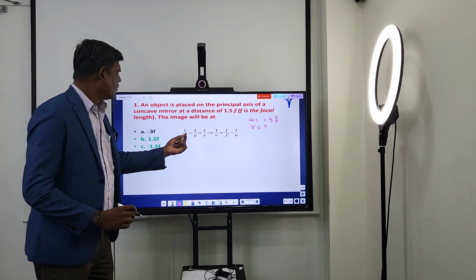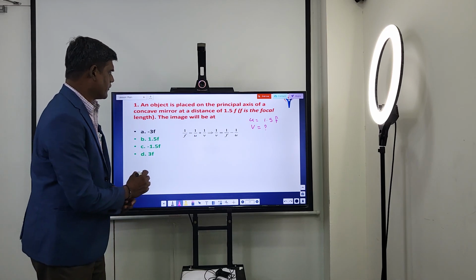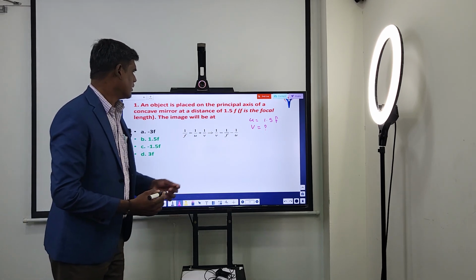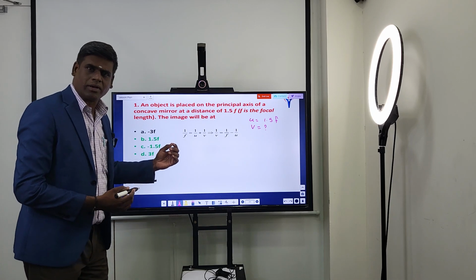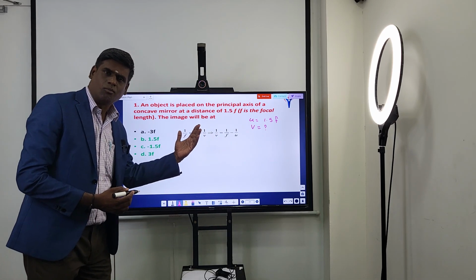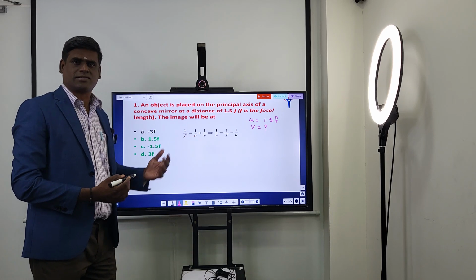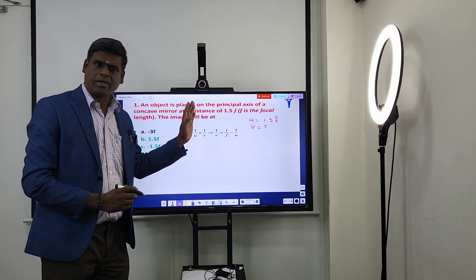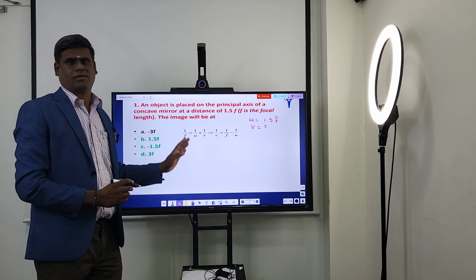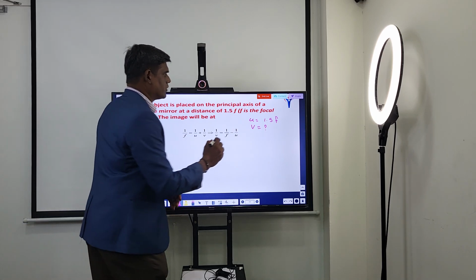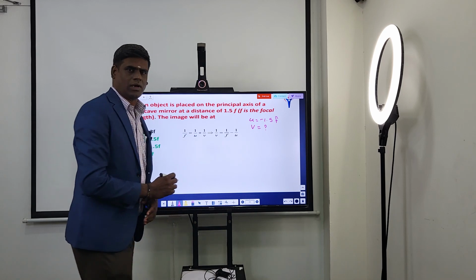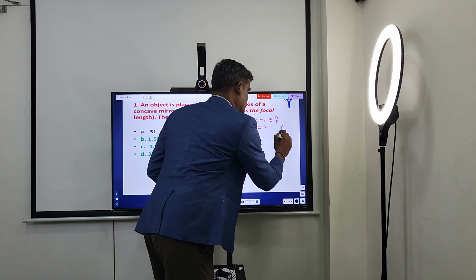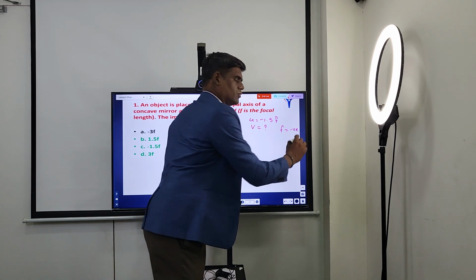So 1 by f equal to 1 by u plus 1 by v, then 1 by v equal to 1 by f minus 1 by u. For a concave mirror, the object as well as the image are obtained on the same side, the left hand side. According to the sign convention, anything on the left hand side is taken negative. Therefore u equals minus 1.5 f. Also, for a concave mirror, focal length f is a negative value.